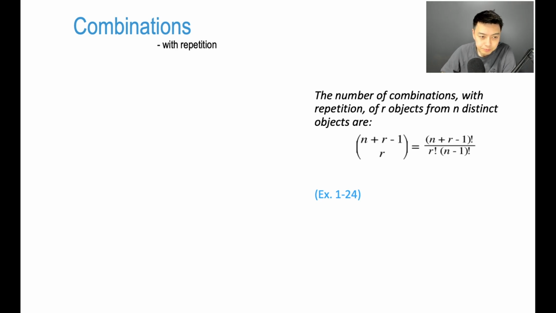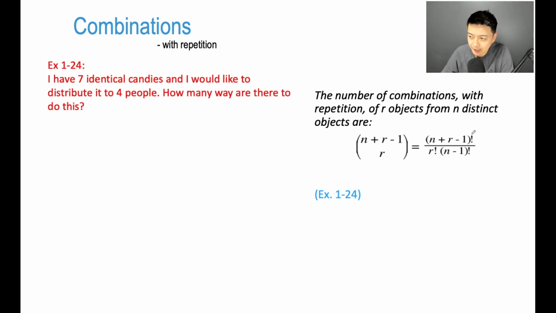So if we take a look at a problem, let's say I have 7 identical candies, and I would like to distribute them to 4 people. Now the key here is identical candies. That's the key word. So let's draw ourselves a little bit of a picture. Let's say I have 7 candies. We'll just say these are our 7 candies.